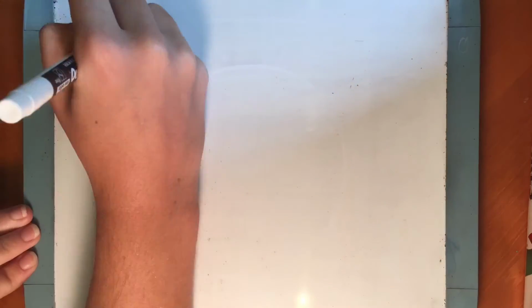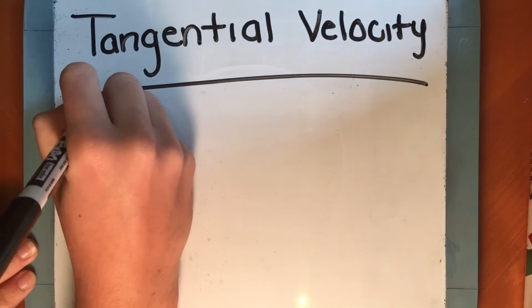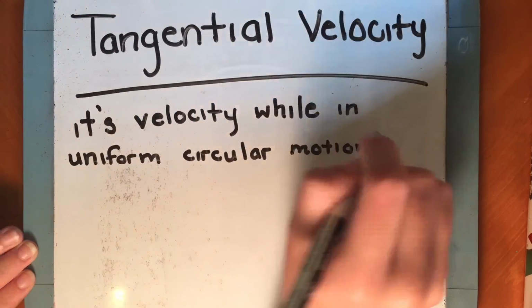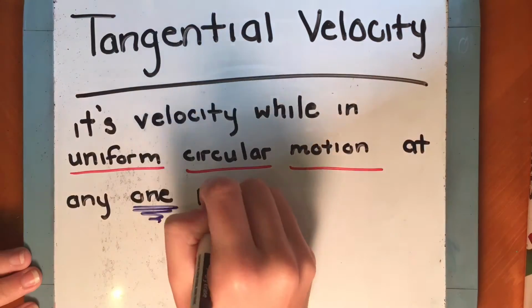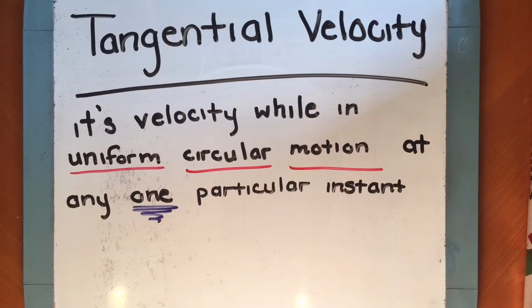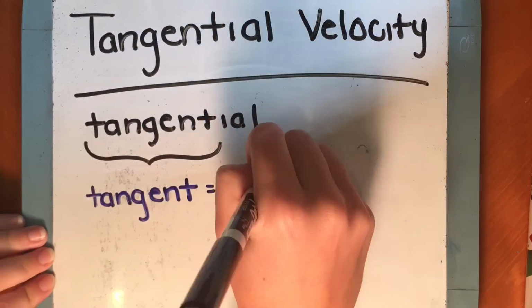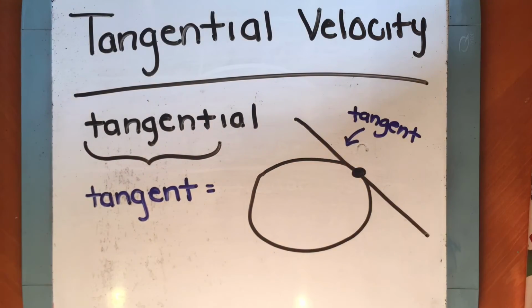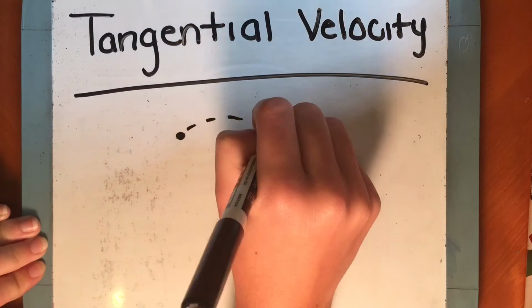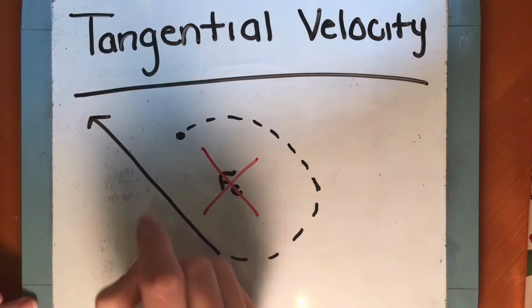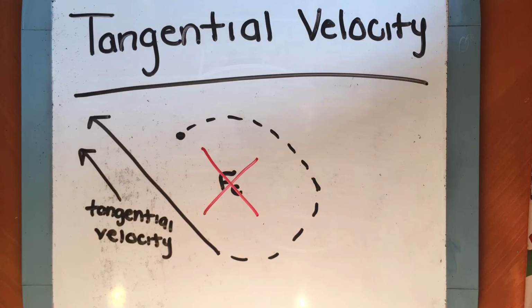Finally, we have tangential velocity. The tangential velocity of an object is its velocity while in uniform circular motion at any one particular instant. Notice the word tangent, which in geometry means a line which touches a curve at only one point. Basically, if the object were to fall out of circular motion or the centripetal force was lost for some reason, it would continue in a straight line following the direction of the tangential velocity.